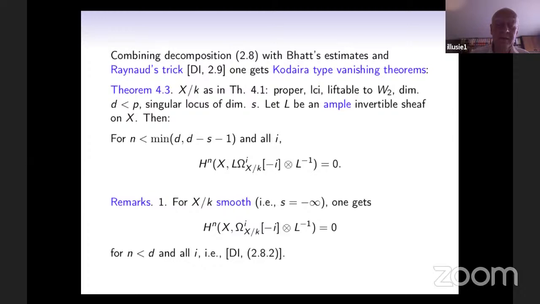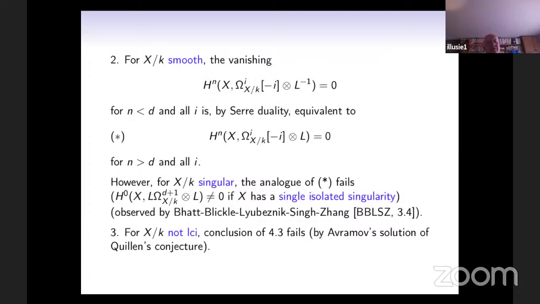But here there is one remark, which is something annoying. For X proper and smooth, the vanishing for n smaller than d is equivalent by duality to vanishing for n greater than d with L instead of L^{-1}. However, in the singular case, there is no analog of this. Even if X has a single isolated singularity, there is a counterexample, observed by Bhatt, Lubeznik, Singh, Zhang. Also, if you don't assume LCI, then the conclusion fails.